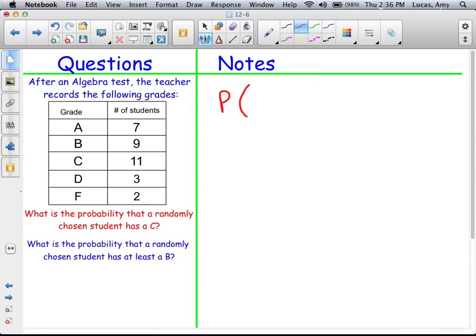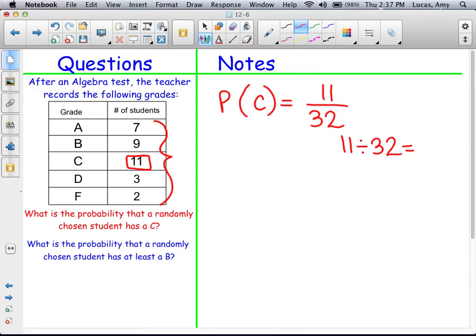So the probability that the student has a C equals... Well, probability of a C would mean that we want to look at how many students received a C, 11, and that's 11 out of how many total students. If we add all of these up, we get 32. So 11 out of 32 received a grade of a C. And I'm going to leave it in fraction form. You could divide it. Remember, when you divide, you would divide on your calculator 11 divided by 32. That would turn it into a decimal, which you could also move over 2 places and turn it into a percent.